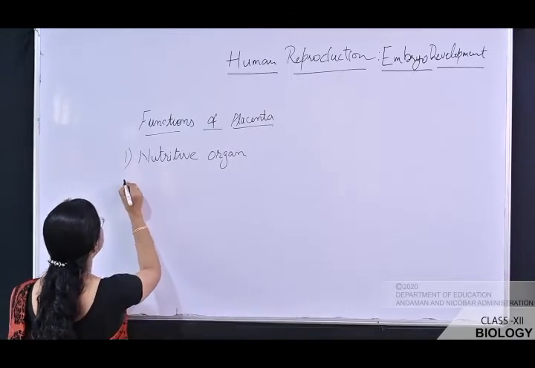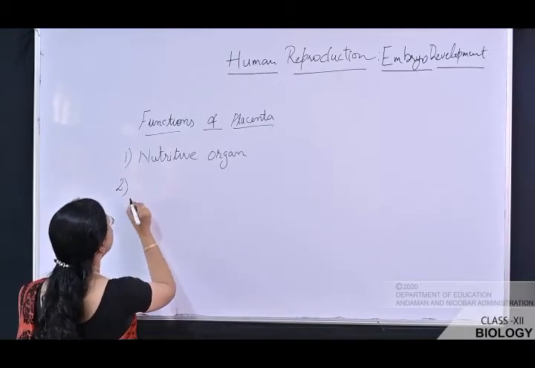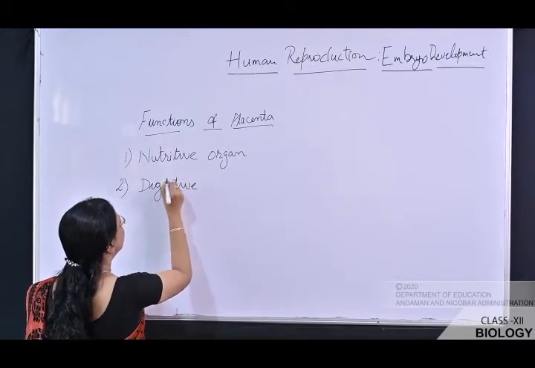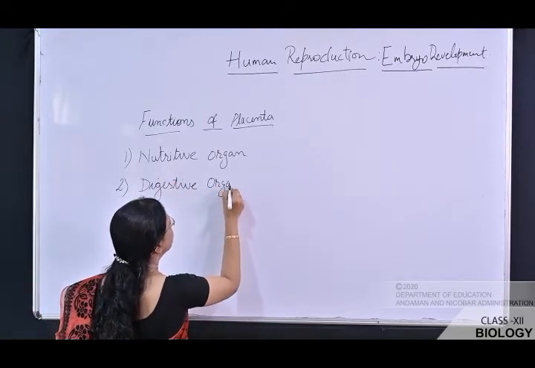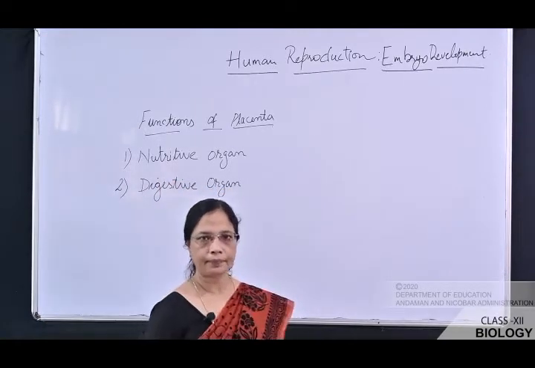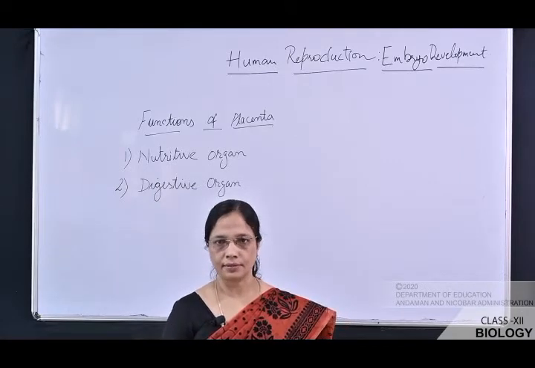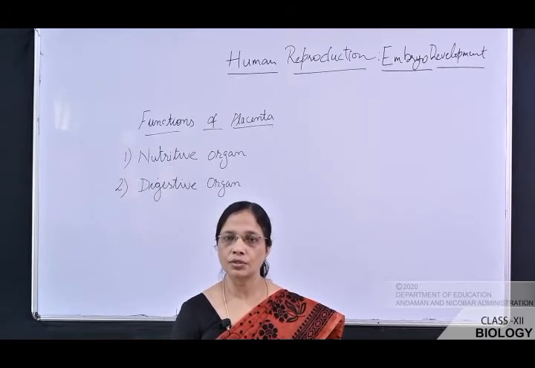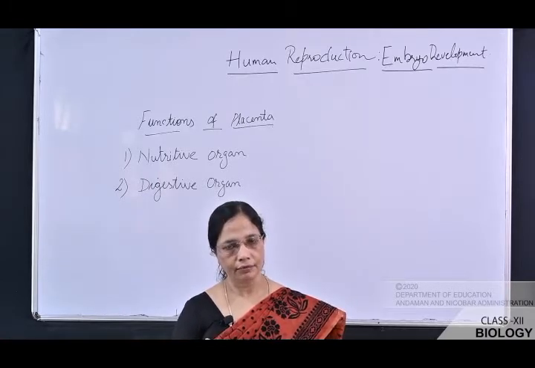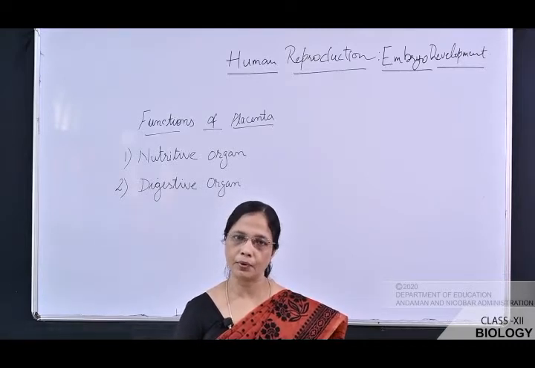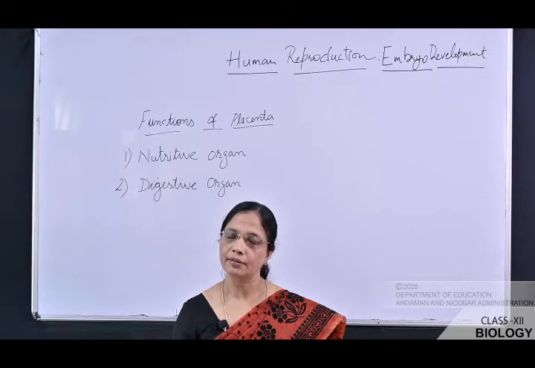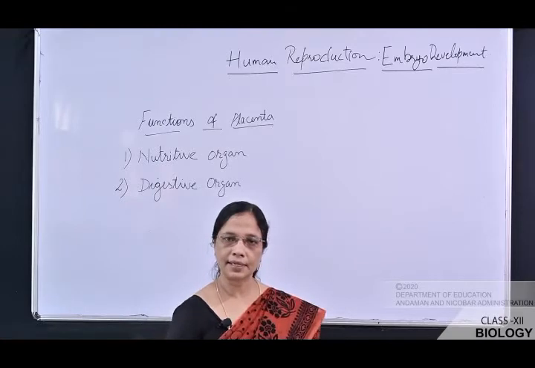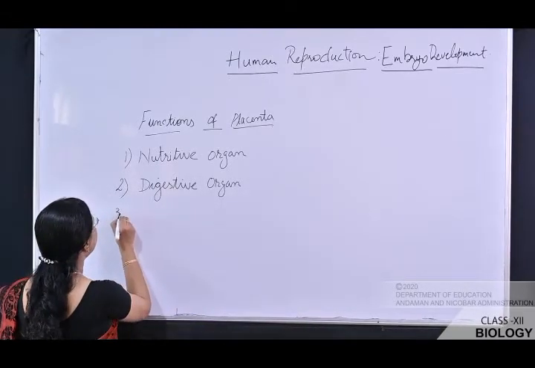Next, it acts as a digestive organ. The mother's blood has complex proteins. These complex proteins are digested by the trophoblast of the placenta and converted into simple protein. Those simple proteins are transported into the blood of the fetus, and this way it acts as a digestive organ. Next, it acts as a respiratory organ.